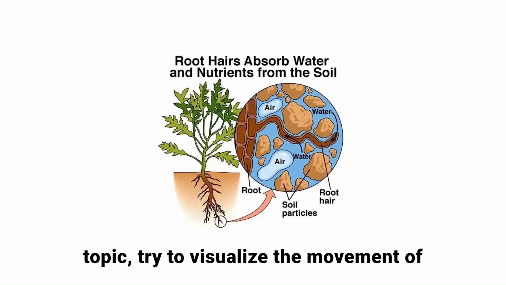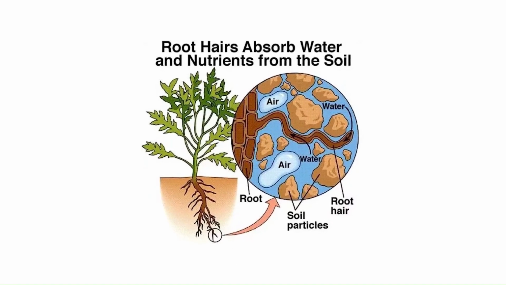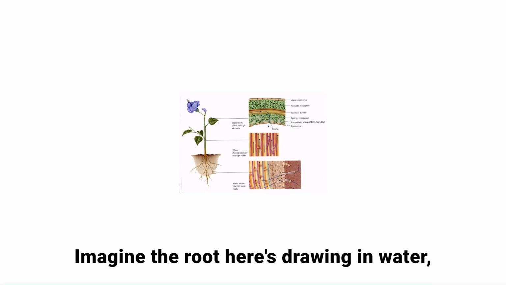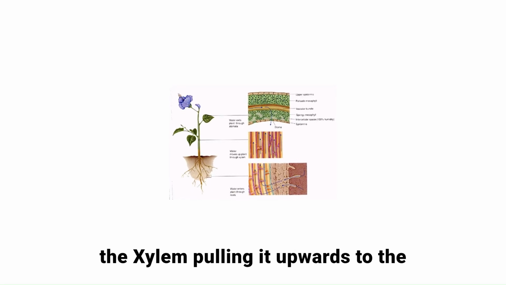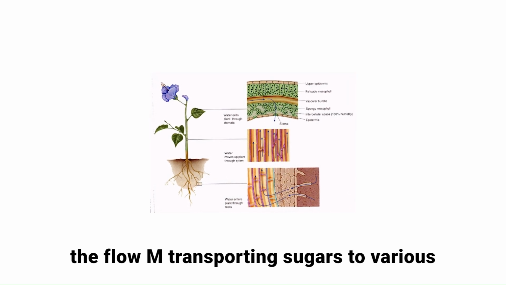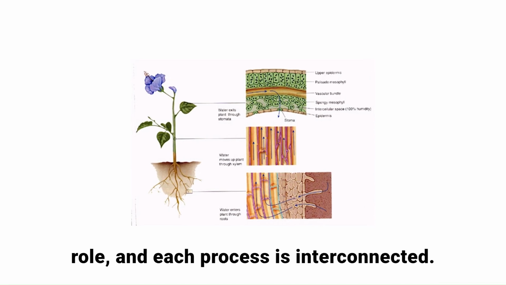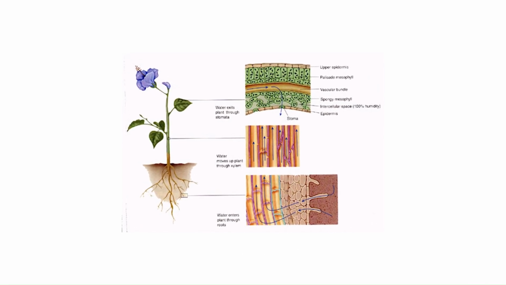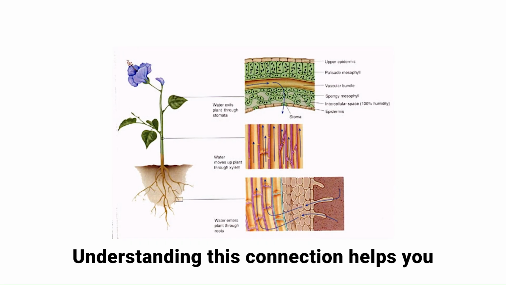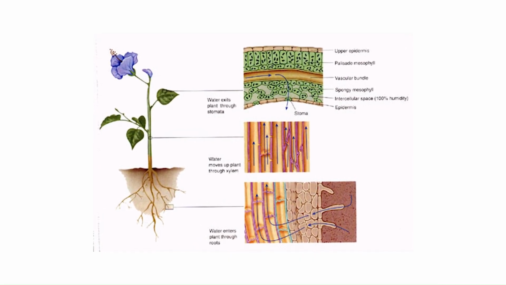As you study this topic, try to visualize the movement of water and food through the plant. Imagine the root hairs drawing in water, the xylem pulling it upwards to the leaves, the stomata releasing vapor, and the phloem transporting sugars to various parts of the plant. Each part plays a role, and each process is interconnected. Understanding this connection helps you appreciate the elegance of plant systems and prepares you well for the exam.